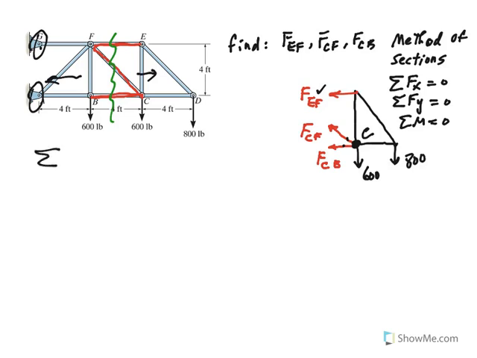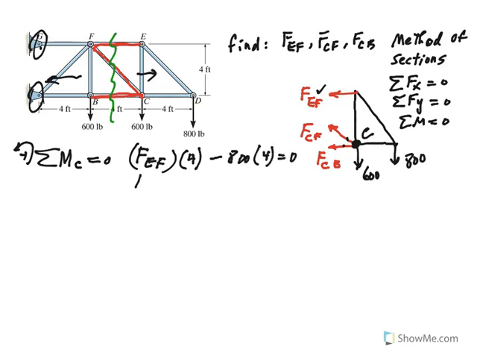By taking moment about C and setting it equal to 0, I can find the force in member EF. So you see the moment of force EF about C times 4 feet. The 600 pound force passes through C, so it doesn't have any moment. That leaves the 800, which is going clockwise, so that would be negative. So I could find the force in member EF easily. It comes out to be positive 800. Positive 800 means the direction that I have assumed is correct, and hence that member is in tension.